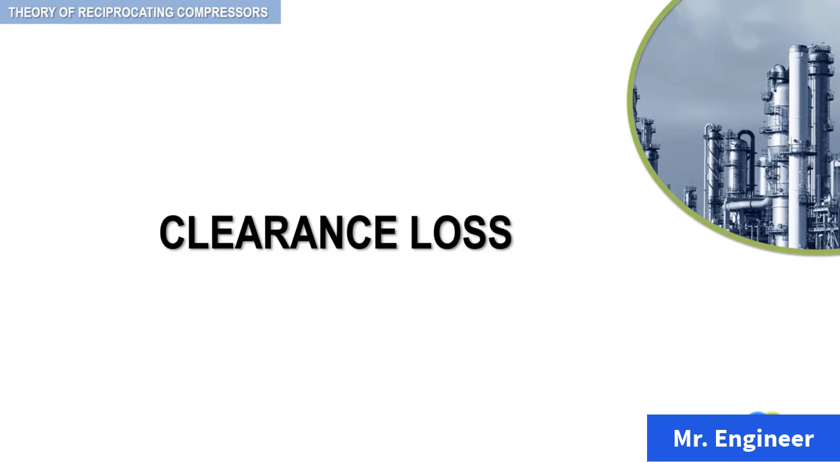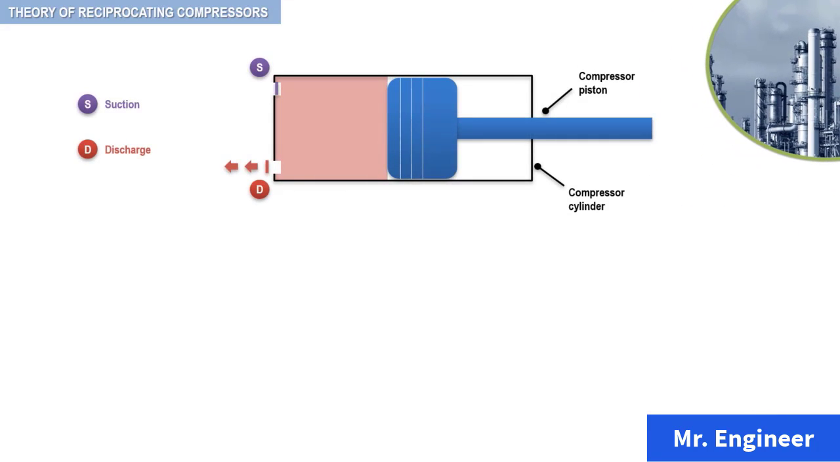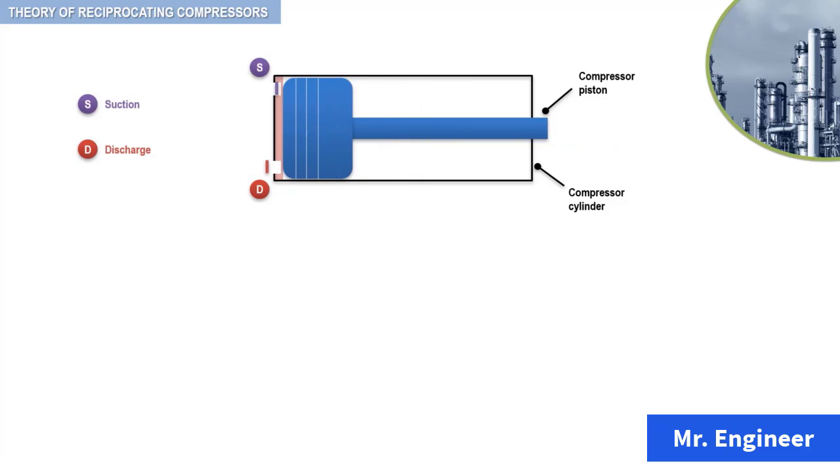In this video, we're going to discuss the concept of clearance loss. When the compressor reaches the end of its stroke and has discharged all the gas it can, a small amount remains in the valve pockets and in the clearance space between piston and cylinder head, as depicted here. When the piston starts its return stroke, this clearance gas at discharge pressure must expand to intake pressure before the inlet valve can open. As a result, no gas enters the cylinder for that portion of the stroke, which reduces the intake volume by that amount.